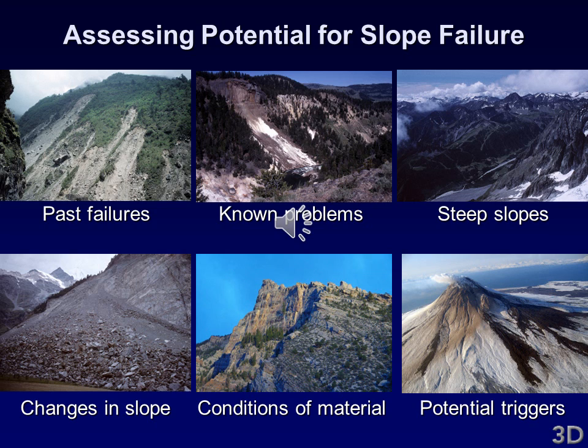And then finally, potential triggers. This image is of the Augustine volcano in Alaska with dark rock avalanches occurring. If you're in an area with volcanic activity, with seismic activity, then these are all potential triggers for landslides.